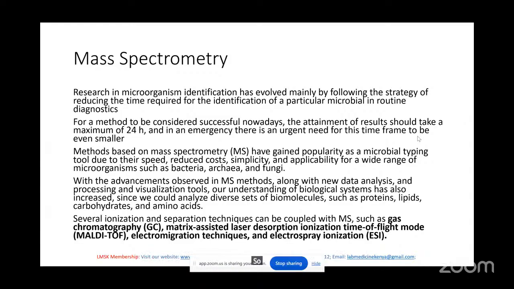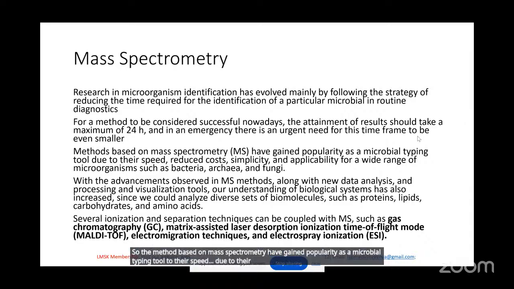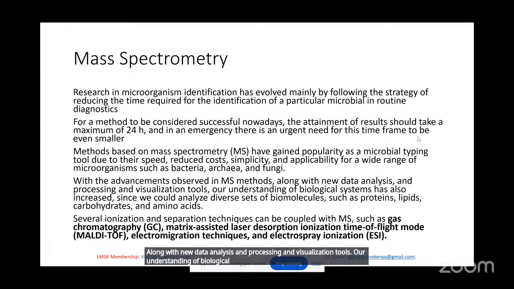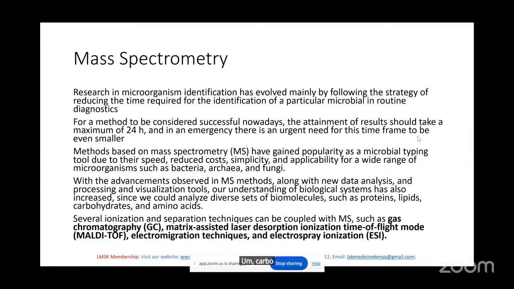So methods based on mass spectrometry have gained popularity as a microbial typing tool due to their speed, reduced cost, simplicity, and applicability for a wide range of microorganisms such as bacteria, archaea, and fungi. With advancements observed in mass spectrometry methods, along with new data analysis, processing and visualization tools, our understanding of biological systems has also increased, since we could analyze diverse sets of biomolecules such as proteins, lipids, carbohydrates, and amino acids.